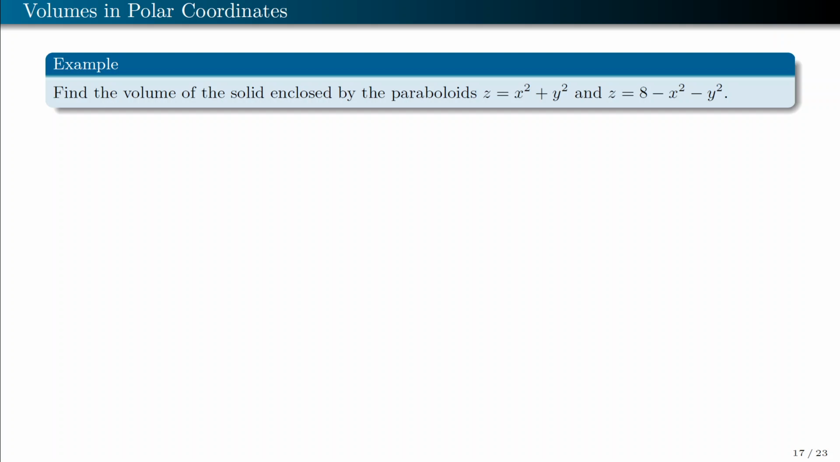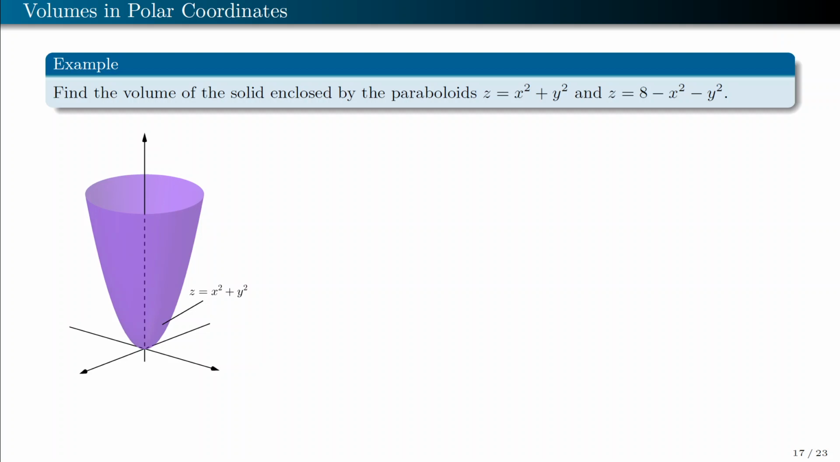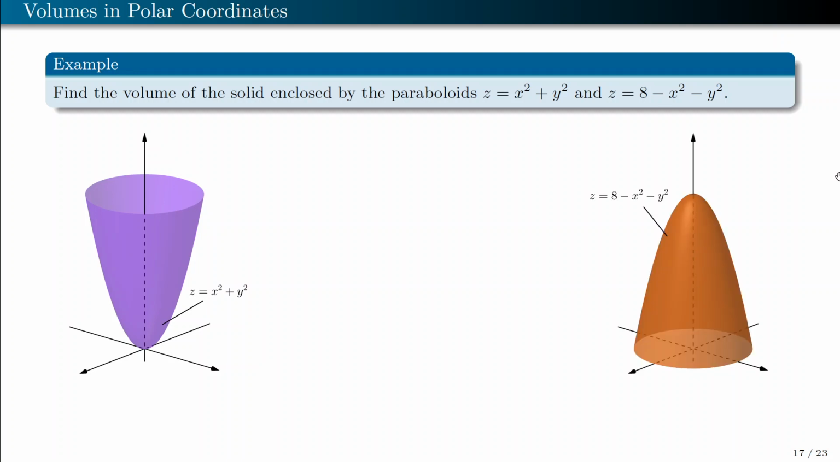Okay, so before we move to the actual solution, let's first illustrate what is happening here. First, a sketch of z equals x squared plus y squared. That's an elliptic paraboloid opening upward with the vertex at the origin. Then the other paraboloid is opening downward, and its vertex is at z equals 8. It's not very important, but again, it opens downward. So, combining them into one Cartesian space, we get this illustration.